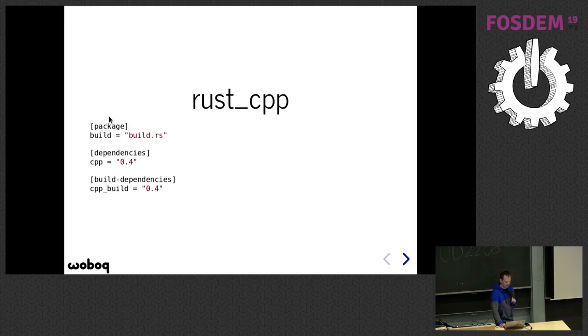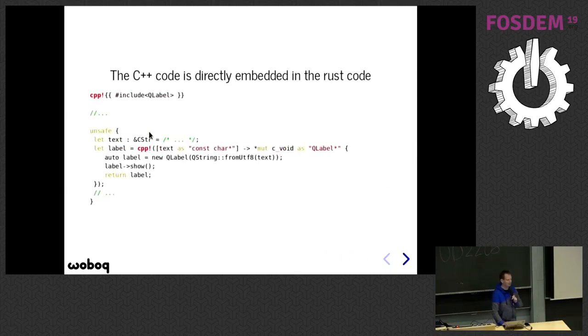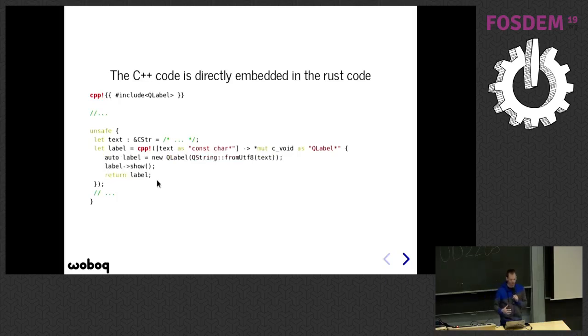There are two parts. There is a cpp crate, which is the runtime crate, and there's also a cpp_build crate, which is a build dependency, so you need to have a build.rs script. This allows you to include C++ code directly into your Rust code. You are in an unsafe context, of course, because it's still C++. But here, this is C++ code which is included into your Rust function.